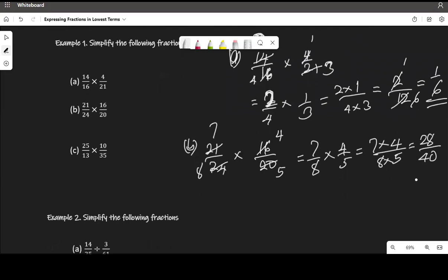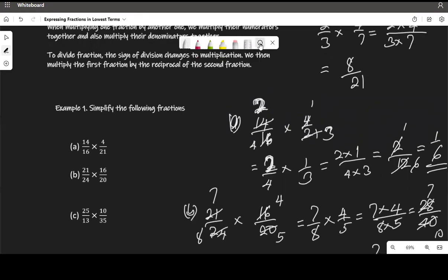I will look for a number that divides 28 and 40. That will be 4. 4 into 28 is 7. 4 into 40 is 10. So our final answer is 7 over 10.